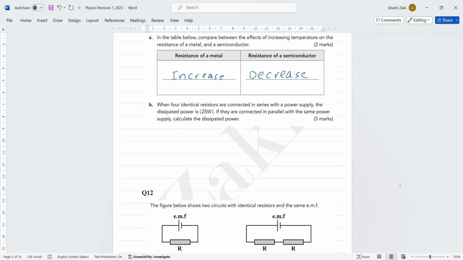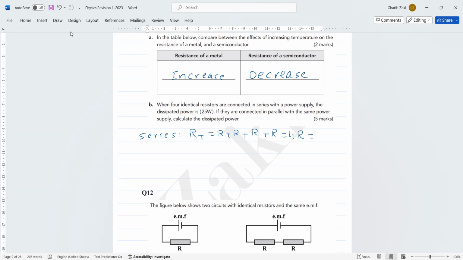First of all, in series. What is R total? Let the resistance be R. So R total is R plus R plus R plus R because they are connected in series. So it's 4R. And the power here, they gave the power.